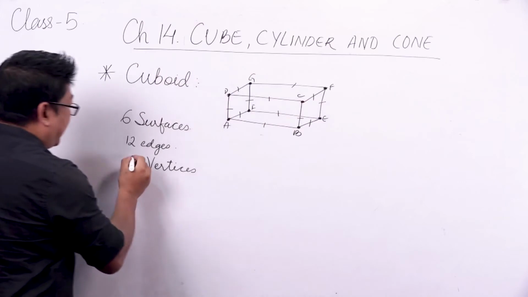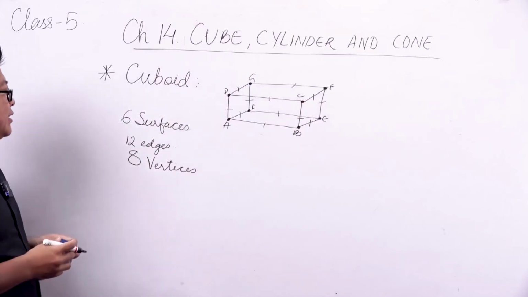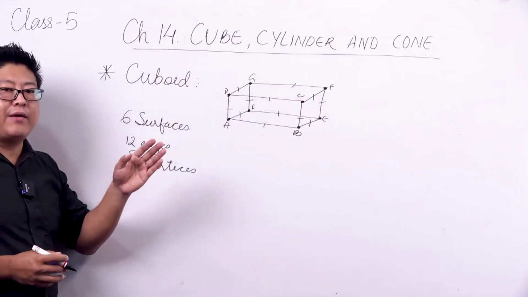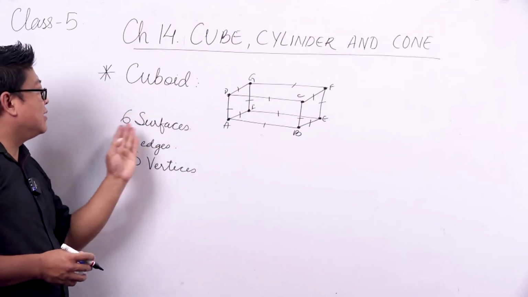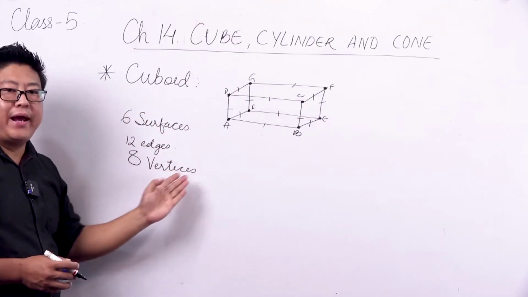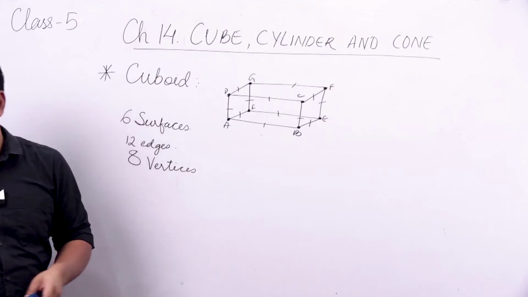1, 2, 3, 4, 5, 6, 7, 8. So it has 8 vertices. The things you have to remember about a cuboid is it has 6 surfaces, 12 edges, and 8 vertices. All right, children?